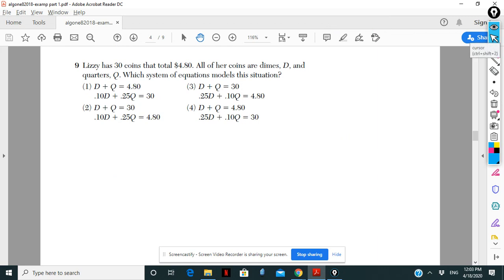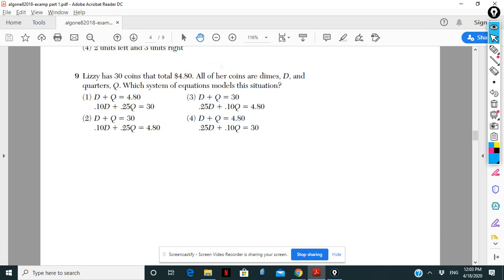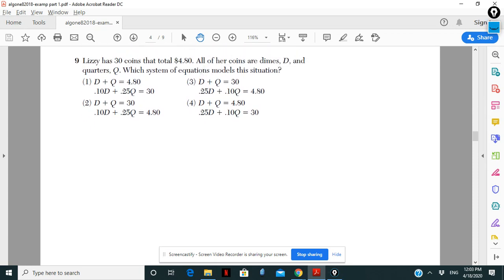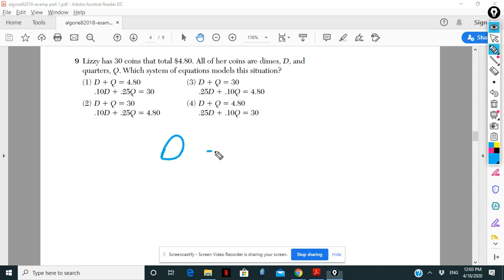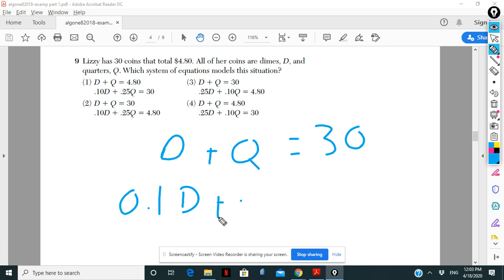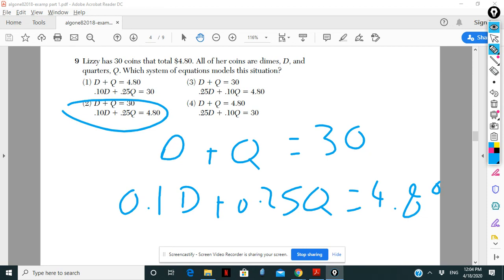Question number 9. Lizzie has 30 coins that total $4.80. All of her coins are dimes, D, and quarters, Q. Which system of equations would use this equation? So we have the number of the dimes, D, plus Q, that's the number equal to 30. And now the dime multiplying by its number plus a quarter multiplying by its number should be the total, which is 4.80. So which one? Here it's number 2. So 9 is 2.